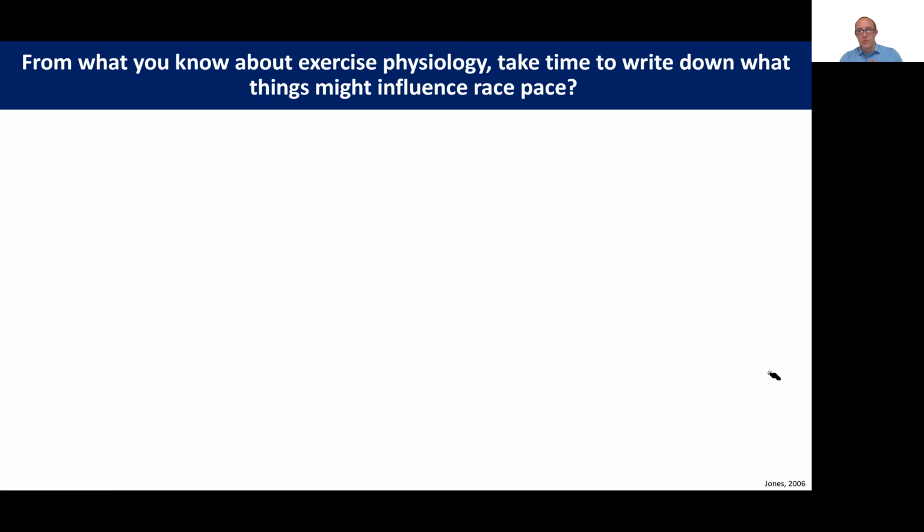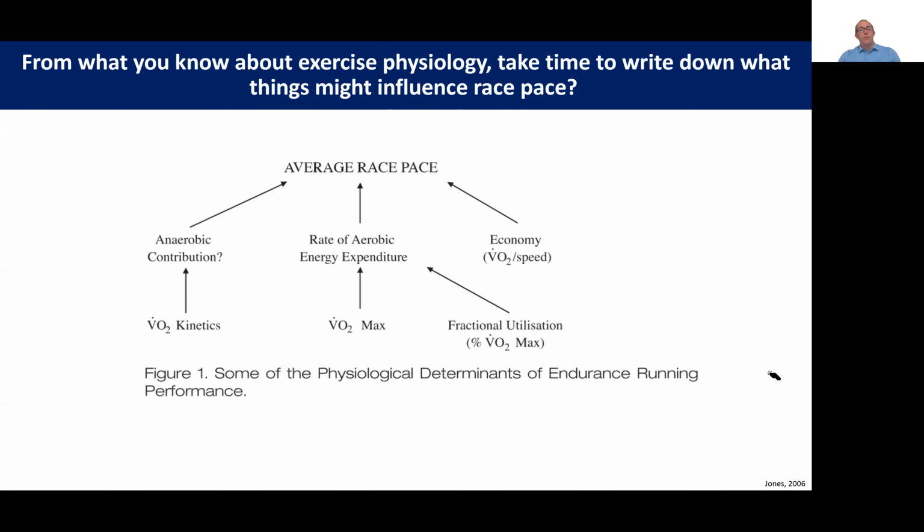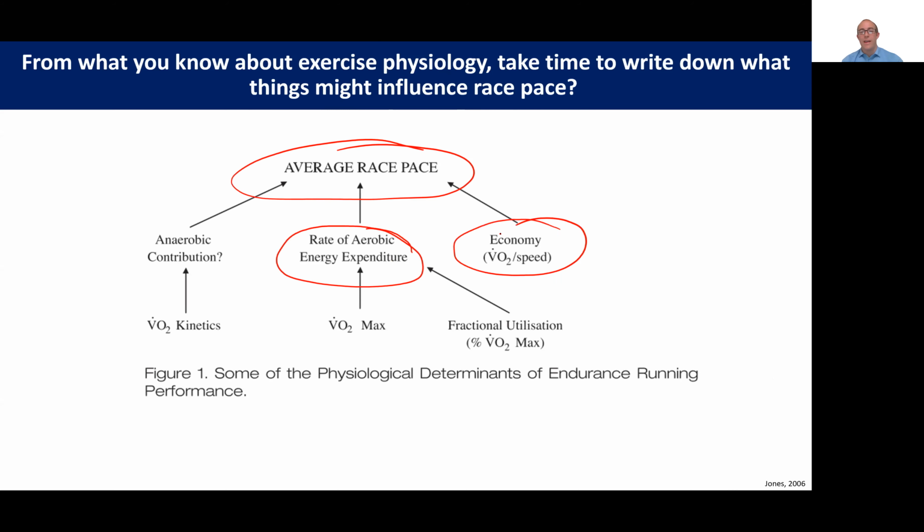Certainly, you're going to say VO2 max, right? So she probably has a very high VO2 max. But what other things are going on? We've seen something like this in the past. If we look at average race pace, how fast you run your race is going to be influenced a lot by the rate of aerobic metabolism that you can sustain and how you spend that, your economy. So the rate of aerobic metabolism you can sustain is influenced by your VO2 max. We could also put on here critical power and lactate threshold as two key ones.